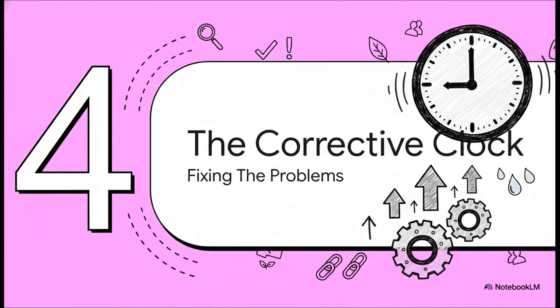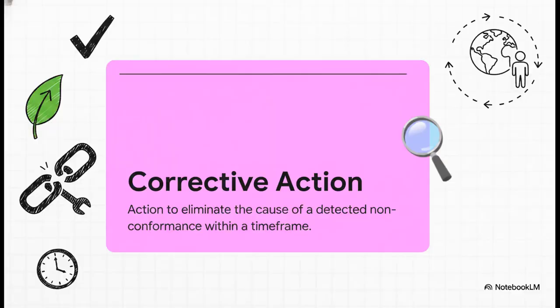Next up, Part 4. The corrective action clock. Because finding the problems, that's really only half the battle. A corrective action is mandated by the standard as the mechanism to permanently fix a problem. Not a band-aid, a permanent fix. By definition, it is the completion of an action designed to totally eliminate the root cause of that detected nonconformance. And it must be done within a highly specific time frame.